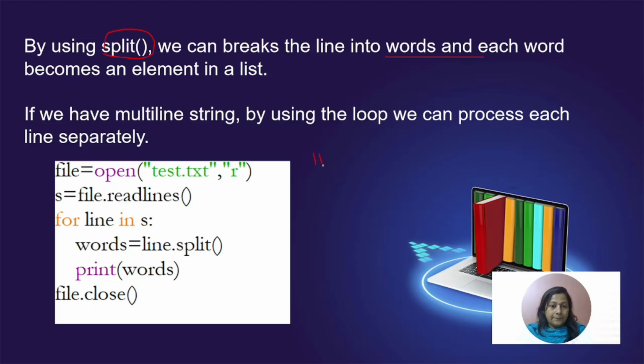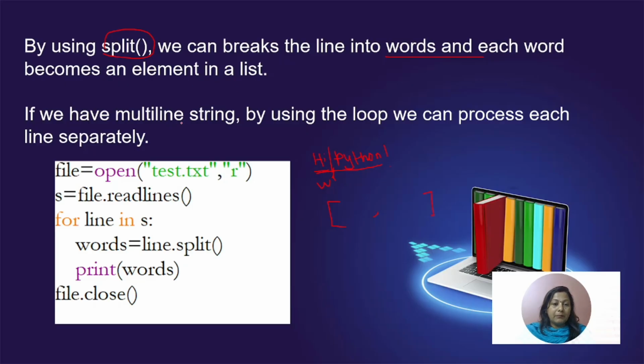Understood? For example, hi Python will be there in one line, and welcome to the second line. But what will happen when you're using readlines? The first line will come as one element, the second line will come as another element. But I don't want that. I want to split into words. The hi will become one element, Python will become one element, like that I want. How do you do that? You have to use the split function.